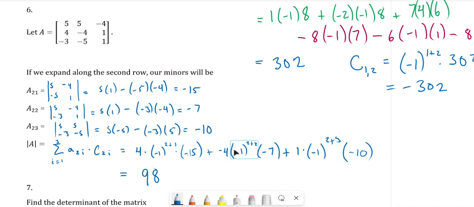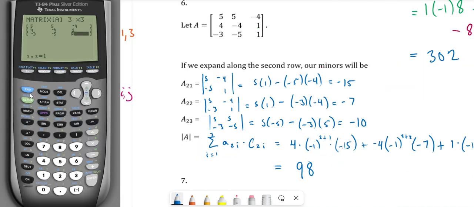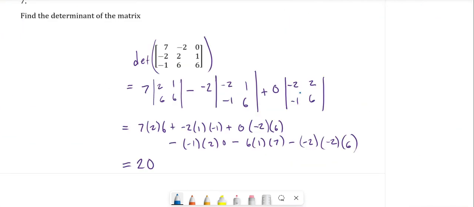And if we do this, we'll get 98. And plugging these entries into our matrix A, we could check our work appropriately. Moving on. Here they want us to find the determinant. There's a variety of ways we could do that.